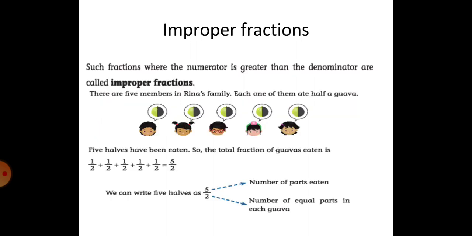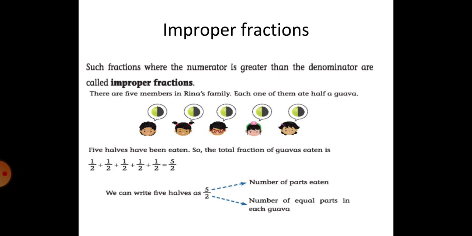Next, now we are going to learn what improper fractions are. Such fractions where the numerator is greater than the denominator are called improper fractions. Shall we see an example now? Yes. There are 5 members in Reena's family. Each one of them ate half a guava. 5 halves have been eaten. So the total fraction of guavas eaten is.